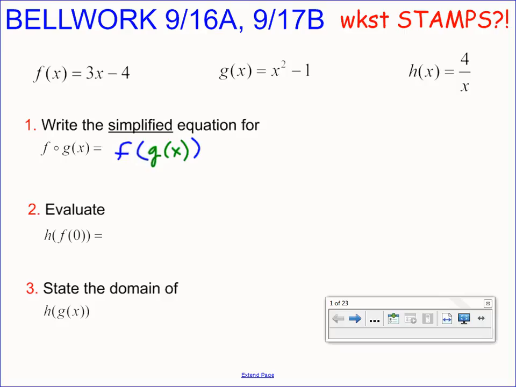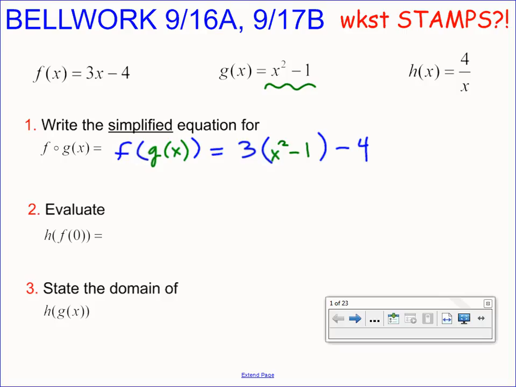So we can go ahead and rewrite that. F's rule is 3 times input minus 4, except everywhere I see an input, I'm not going to put x, I'm going to put g of x in its entirety. So I'm going to put g of x, x squared minus 1, into f's rule. So we'll put the x squared minus 1 right there. And then we'll go ahead and simplify this if possible.